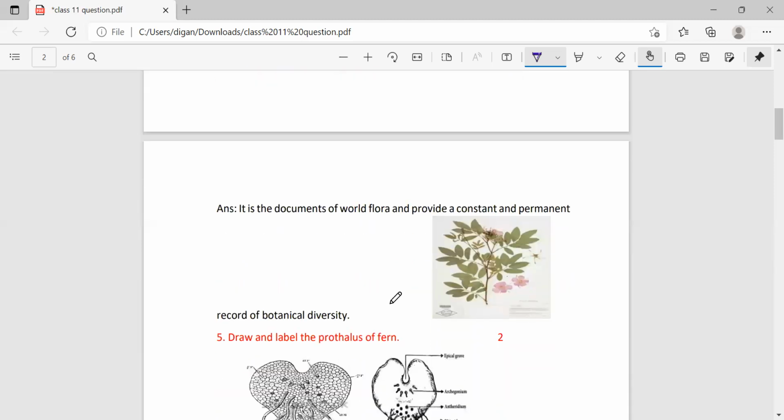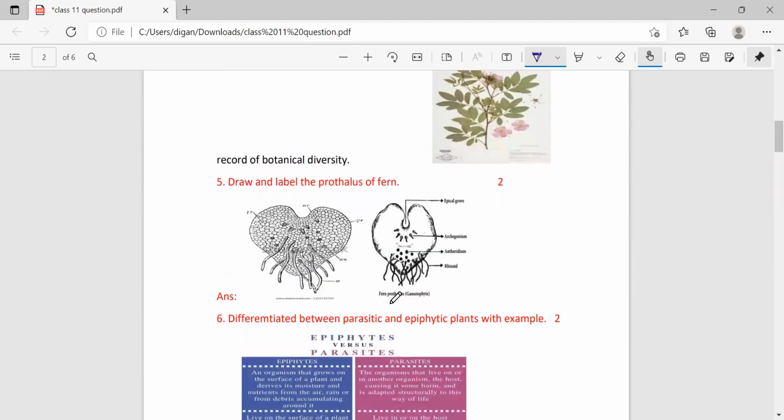Next, come to question number 5, that is: draw and label the prothallus of fern. This question is given from the plant kingdom, from the pteridophyte section. So this is the prothallus of fern. This diagram is from your NCERT book, and I am also giving the easy version of the diagram here, so that you can draw any diagram. If only 2 marks come, you just properly draw the diagram and label it. No need to write anything.